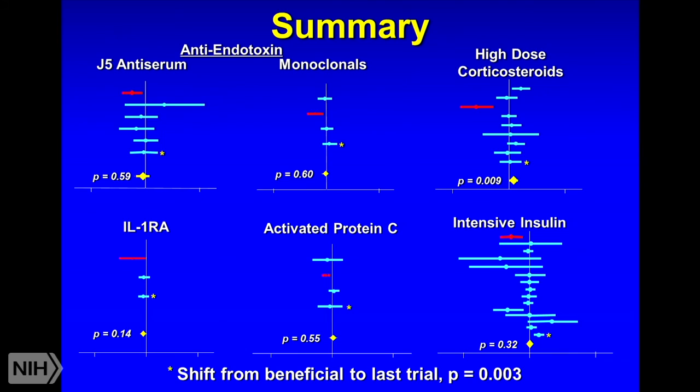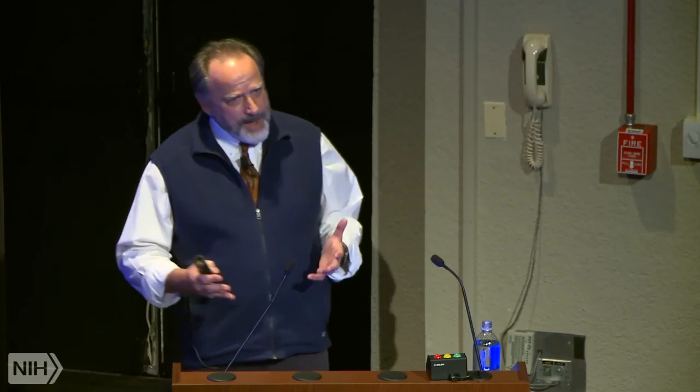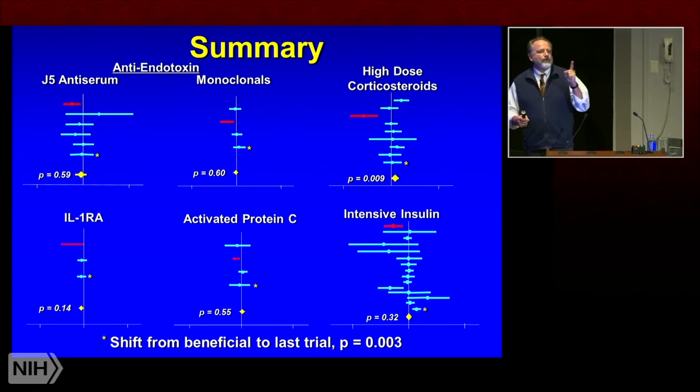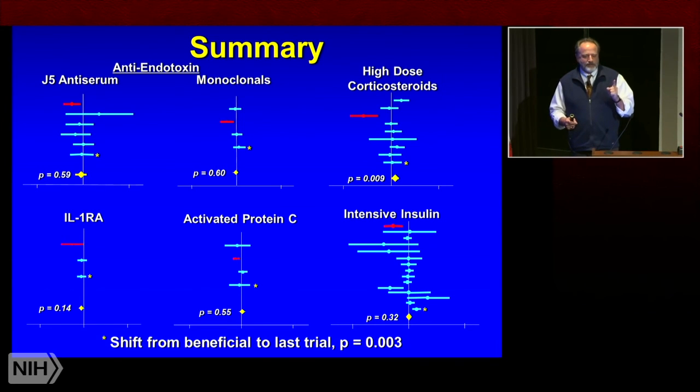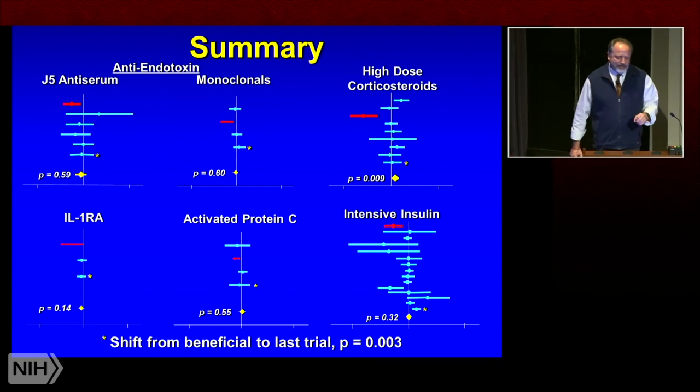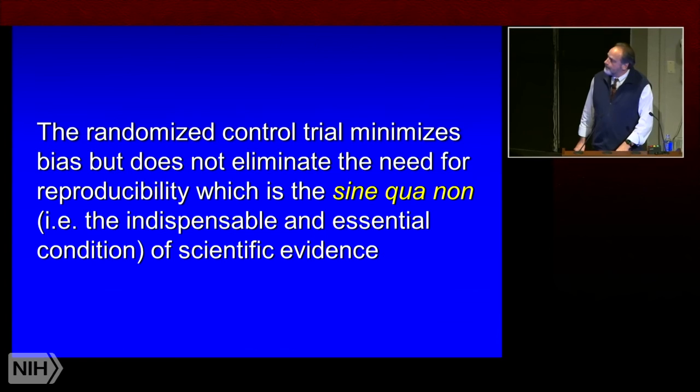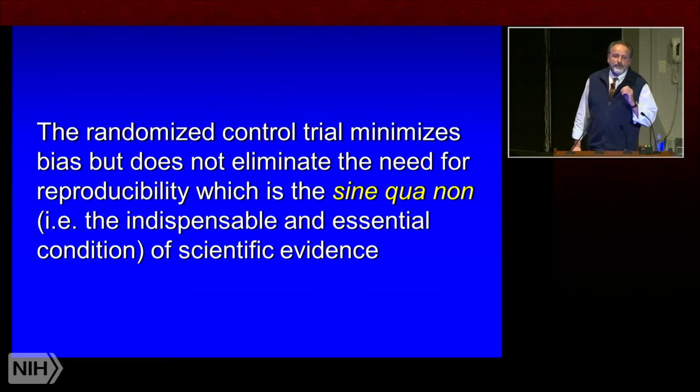And so what do I think went wrong? Well, most people think that when you randomize, magic has occurred, and that suddenly you have data that is very interpretable and very important. But all randomization does is get rid of one form of bias, selection bias. What really is important in science is reproducibility. The randomized control trial minimizes bias but does not eliminate the need for reproducibility.